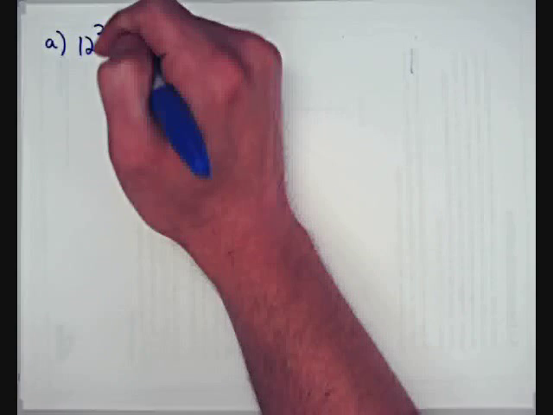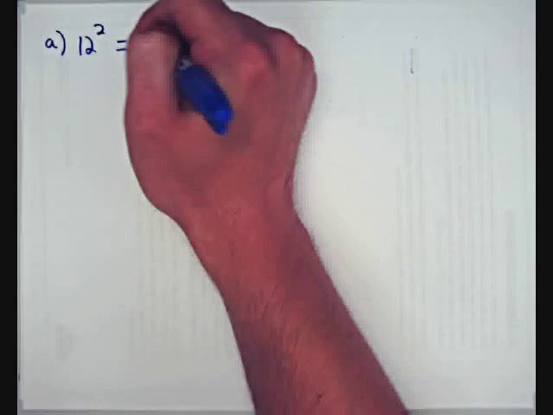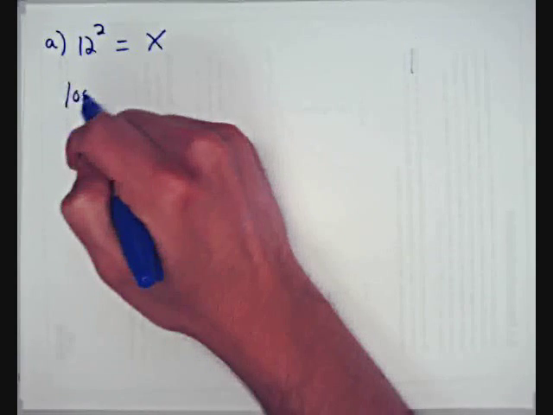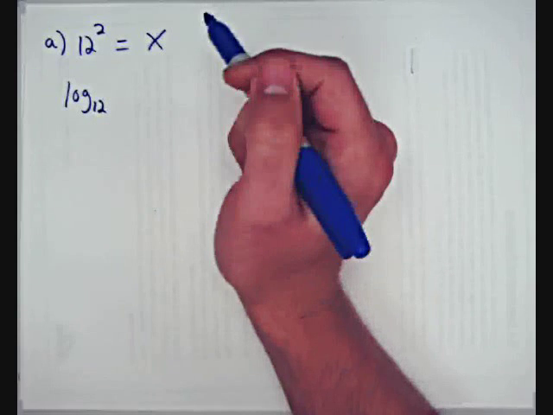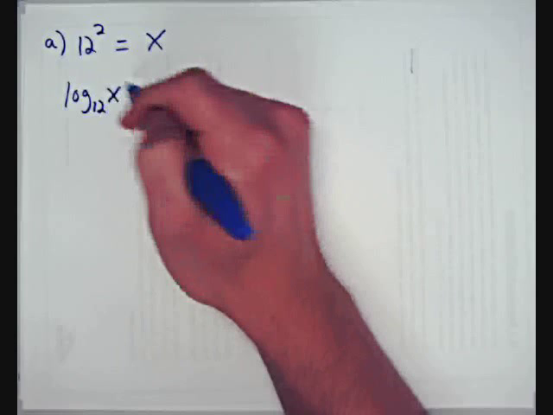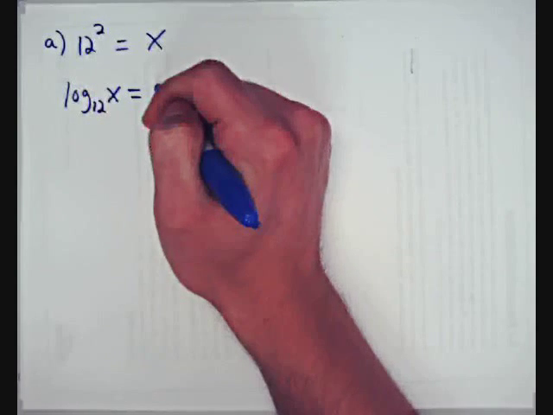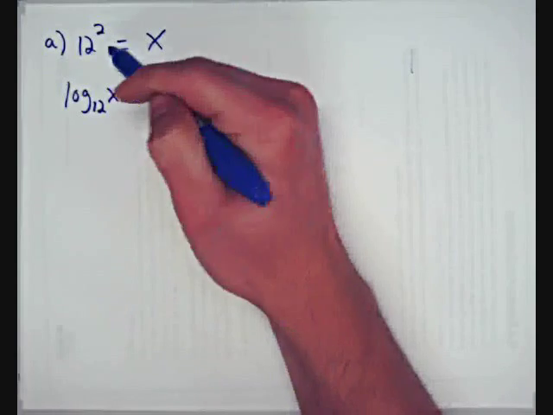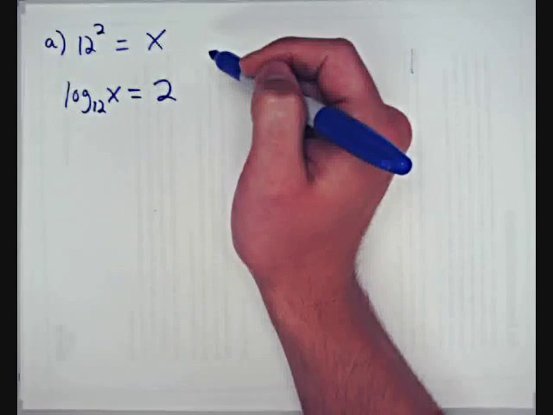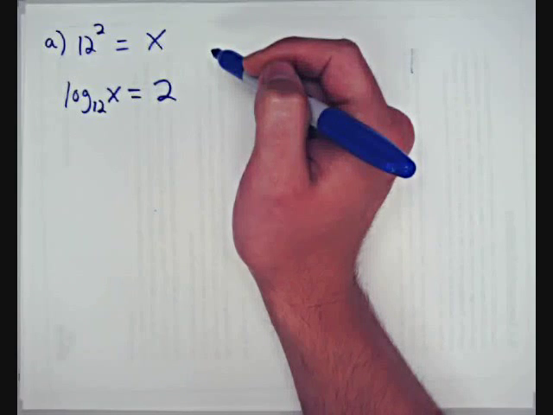Example 2, write each equation in its equivalent log form. Part A, we have 12 squared equals x. Base of the exponent becomes the base of the log. x switches sides, and 2 switches sides. So 12 squared equals x is the same thing as the log of x with base 12 equals 2.